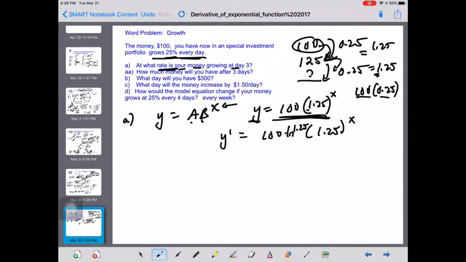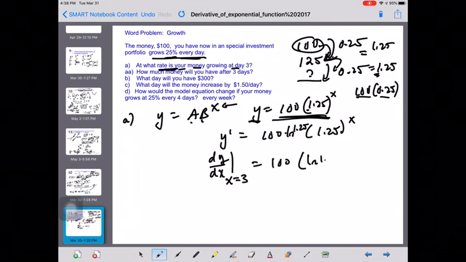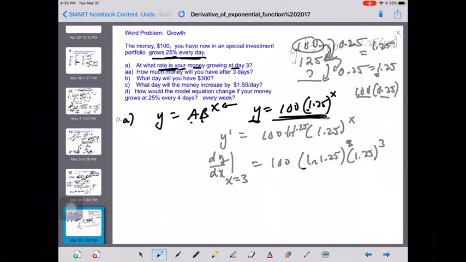Now the next thing you're going to do is, what happens after 3 days? Over here, I'm just going to use Leibniz notation to bring it back. We want x to be equal to 3. In other words, you're going to take your derivative function and sub in 3. I think I did something wrong. Over here, that's 1.25 to the power of 3.